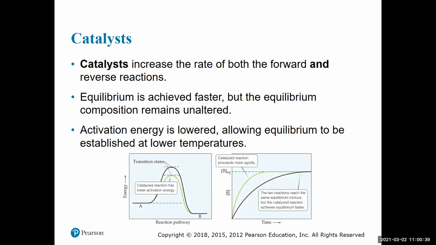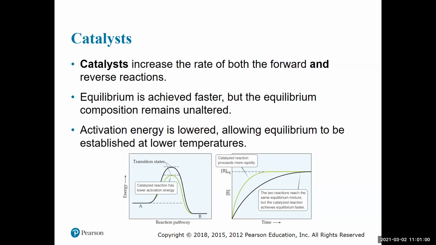Okay, so another way that we influence the reactions is through the catalyst. And remember, we talked about that the last few weeks. And the catalyst lowers that activation energy. And by lowering that activation energy, it makes it easier for the reaction to proceed.